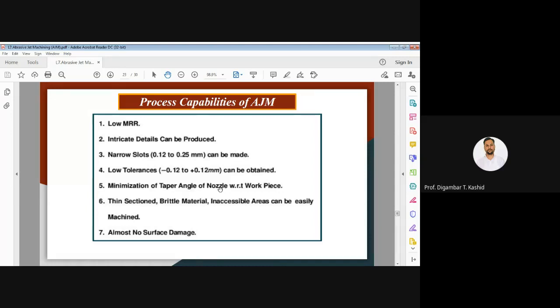So the question arises: what are the capabilities of the abrasive jet machining process? In this process, the material removal rate we are getting is comparatively low as compared to many other advanced machining processes.